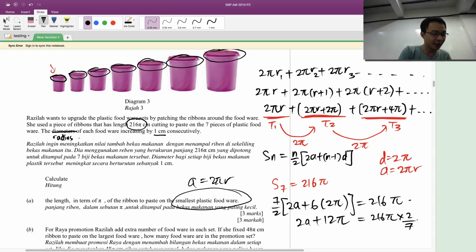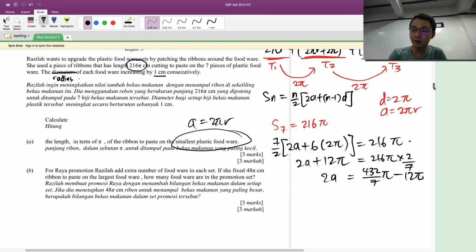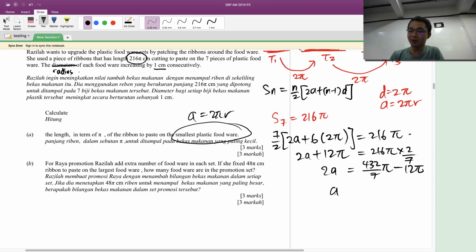So let me just do it. 216 divide 7, multiply 2. Okay, so 2a equals, the 12 pi I will move to the other side. Let me just click again. 216 times 2 over 7. So I basically get 432 over 7 pi minus 12 pi. Okay, then the next thing I do is, of course, I will minus them. So I will basically get 348 pi over 7, and then divided by 2.